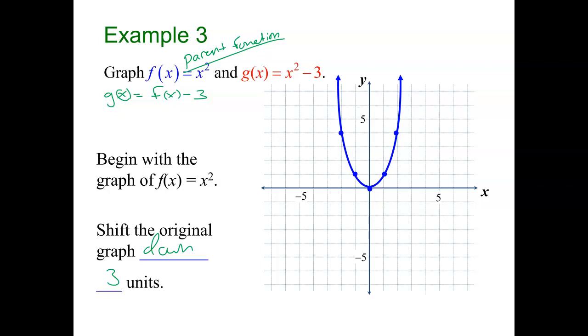So I have the point over here, negative 2, 4. If I move it down 3 units, it's now at negative 2, 1. 4 minus 3 is 1. If I take the point negative 1, 1, it's going to shift down to negative 1, negative 2. 0, 0 goes to 0, negative 3. So everything shifts the original graph down, 1, 2, 3 units down. Everything's moving down 3 units, and then I have my new graph. That's g of x. All the y values were decreased by 3.